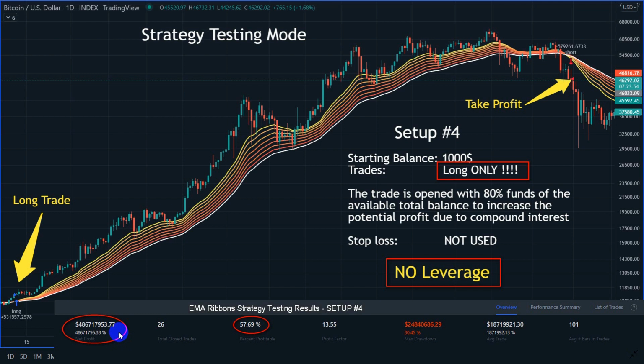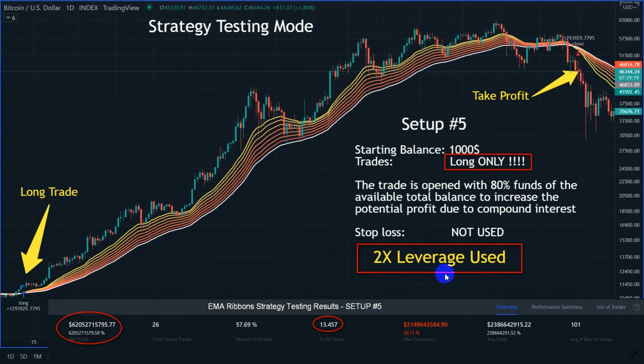Setup number 5. Let's add 2x leverage. And with the same number of positive trades and profit ratio, the final profit is as much as $62 billion, which is 5 times more than in setup number 3.